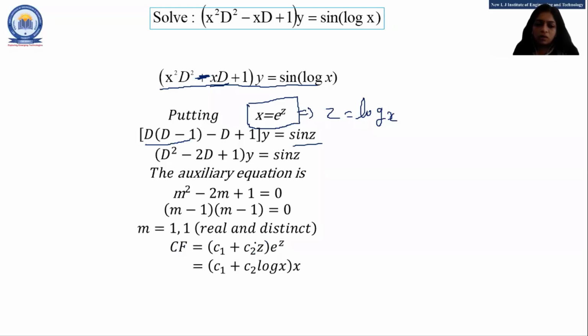Now z is what? z is log x, right? And e raised to z is what? e raised to z is x, as we assumed earlier. So we convert our z into the form of x. So our answer is (C1 plus C2 log x) into x.